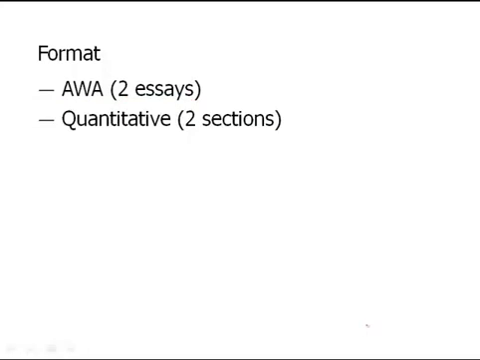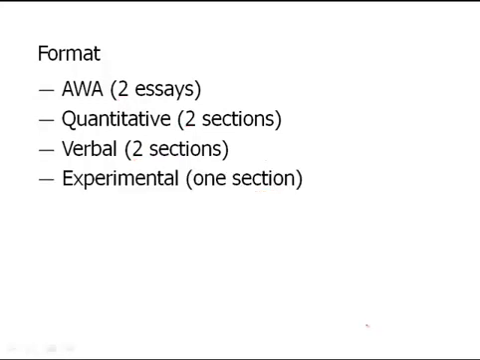Next, you're going to have a quantitative section, and that consists of two sections. Just as the AWA consists of two essays, the quantitative section consists of two sections. Next, we have the verbal, which also consists of two sections. There's a lot of twos going on here. Note that consistency. But then we have this crazy section called the experimental section. The experimental section is just going to be one section. Just one section.